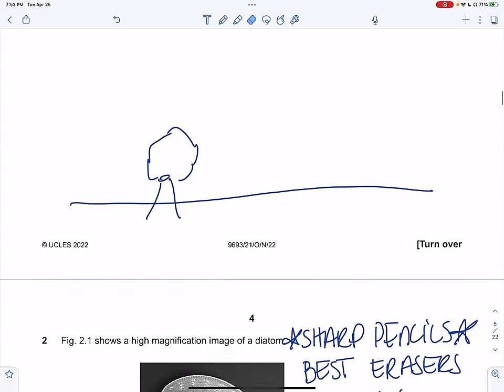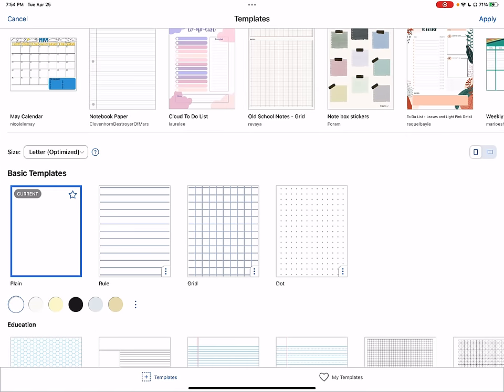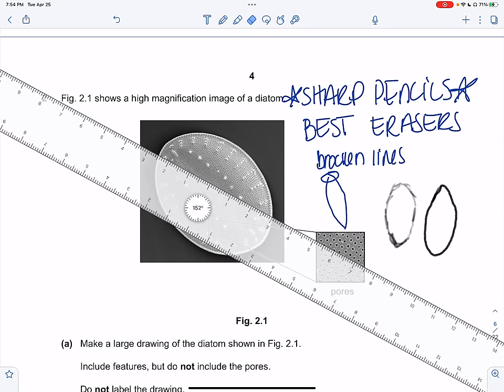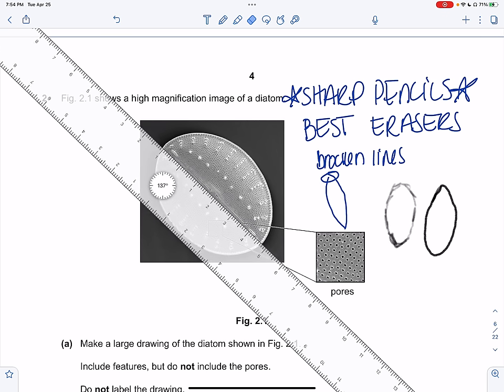That's a long ruler. Bring it back. Goodness gracious. Okay. So like I'm starting at like the one right here.